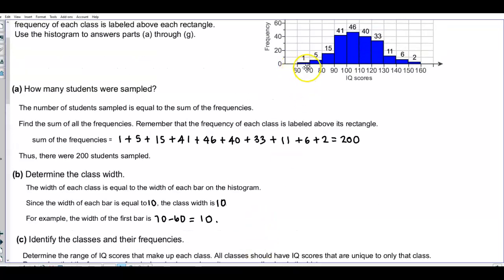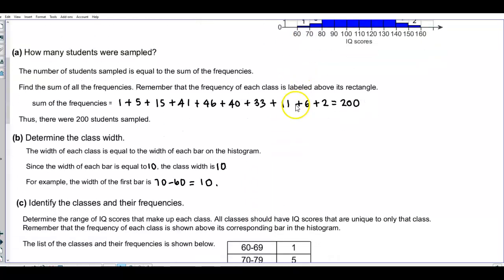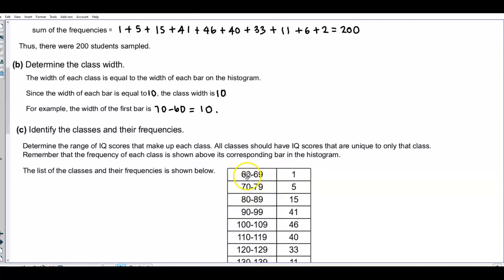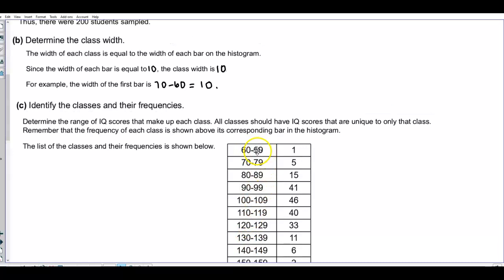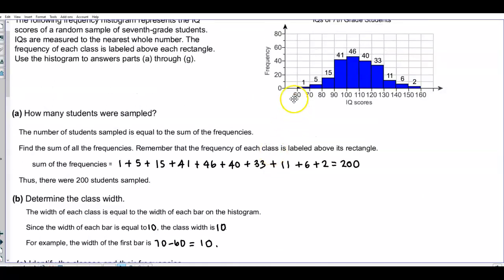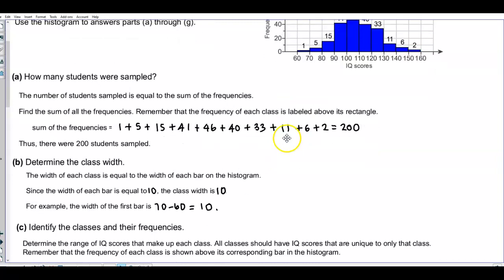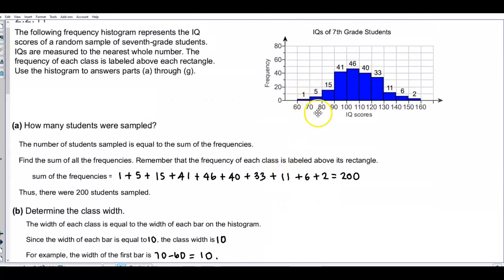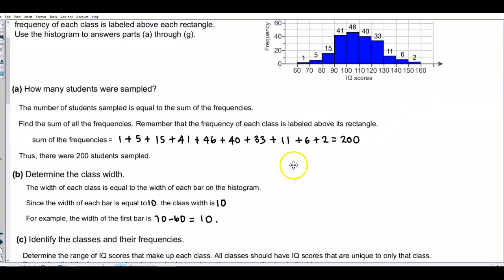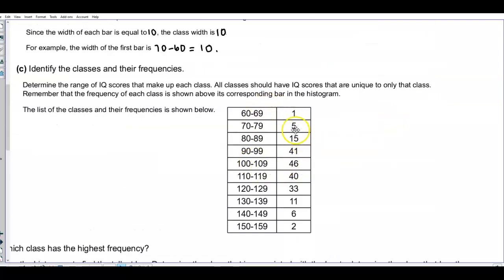So the first class goes from 60 to 70. Remember, a class width is 10. So this goes 60, 70, 80, 90, all the way to 150. And then we're stopping here at the first class, which is 69. So from 60 to 69, we have 1. And then from 70 to 79, we have 5. And then from 80 to 89, we have 15. 90 to 99 is 41, and so on. And so therefore, that's how we're identifying the classes and their frequencies from the histogram.